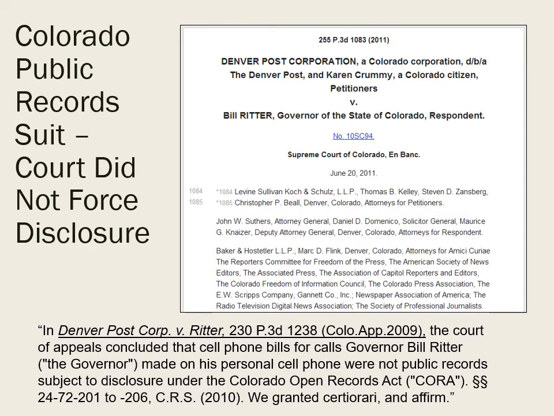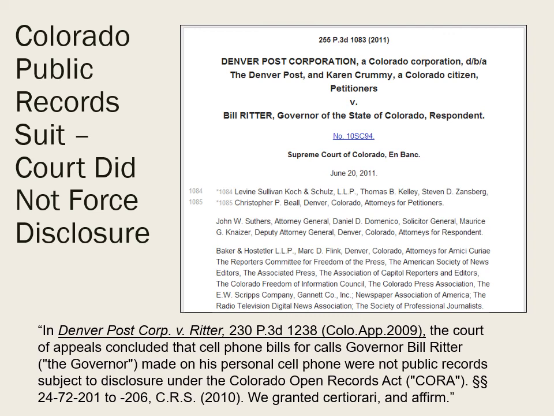Now, in other cases, courts agree with the agency and they do not force the disclosure of records. One of these cases stemmed from Colorado. The Denver Post sued because it wanted copies of cell phone bills, including records of outgoing and incoming calls and texts from then Governor Bill Ritter's private cell phone. And the court said no, these are not public records. They are not subject to disclosure under the Colorado Open Records Act, or CORA, because the governor, when using his private phone for his private life, is entitled to privacy.